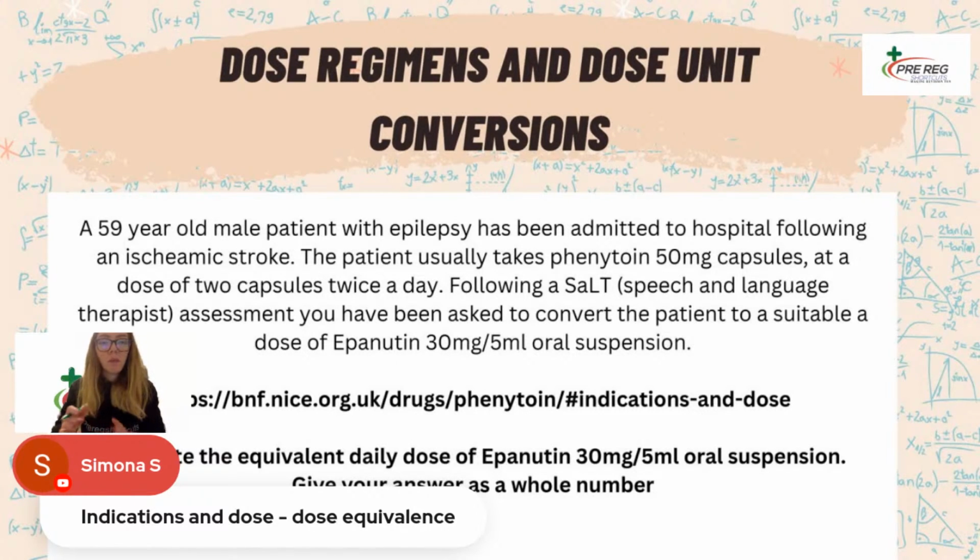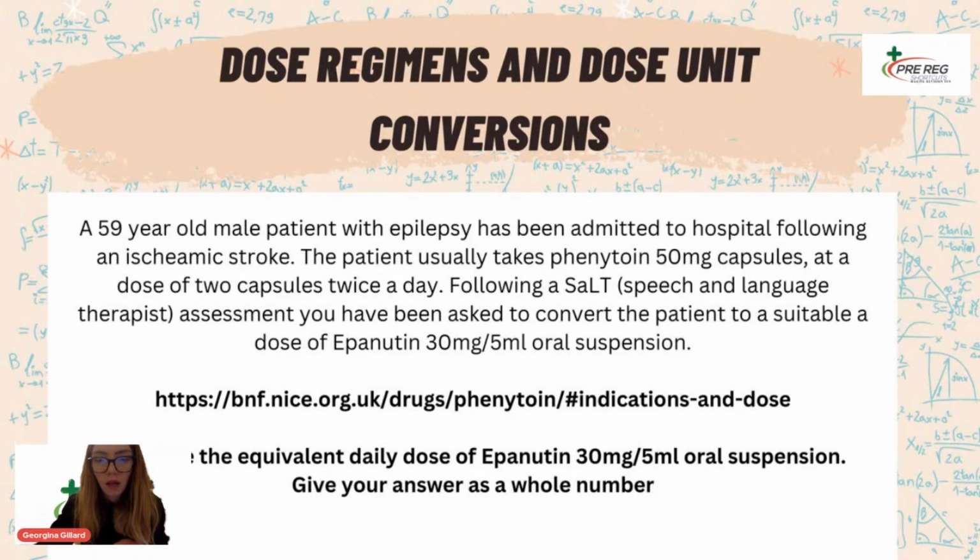So when you go onto the BNF, you have your indications and dose. If you scroll all the way down to the bottom of the indications and dose section, you will have your information there about dose equivalence. For example, it will be there for phenytoin and for citalopram tablets and oral drops. Fantastic. Well done, guys.